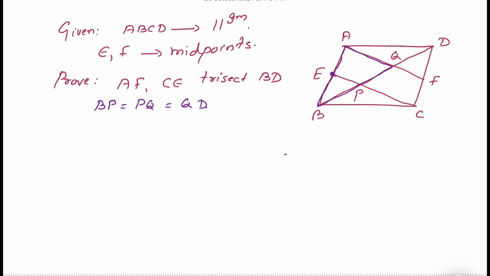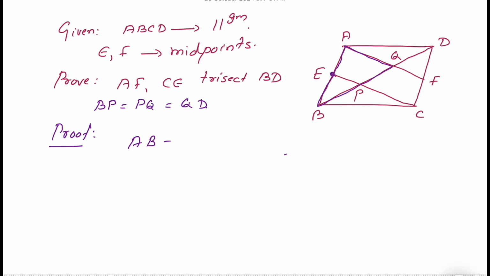To prove P as the midpoint, you need one more data, that is EP is parallel to AQ, which we do not have. So now our purpose is to find out how you can show PE is parallel to AQ. Similarly, you have to prove QF is parallel to PC. Then we will be able to prove BP equal to PQ and PQ equal to QD. So we will start.